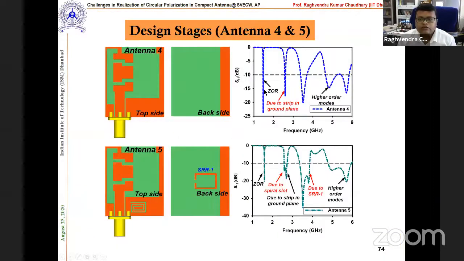So here you can see this is for ZOR. This is due to the strip line, and this is the higher order. So we have four bands, almost four or five, you can say, because this is also a student degree, correct?